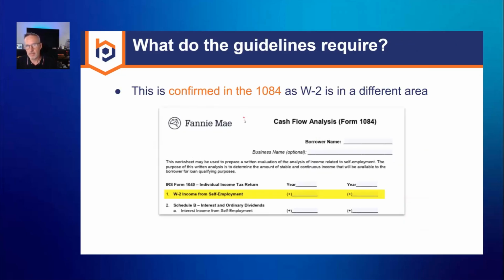Now, there's the W-2 again, separate. See, it's on the 1084, but it's way up in section 1, separate from your K1 and your business adjustments.